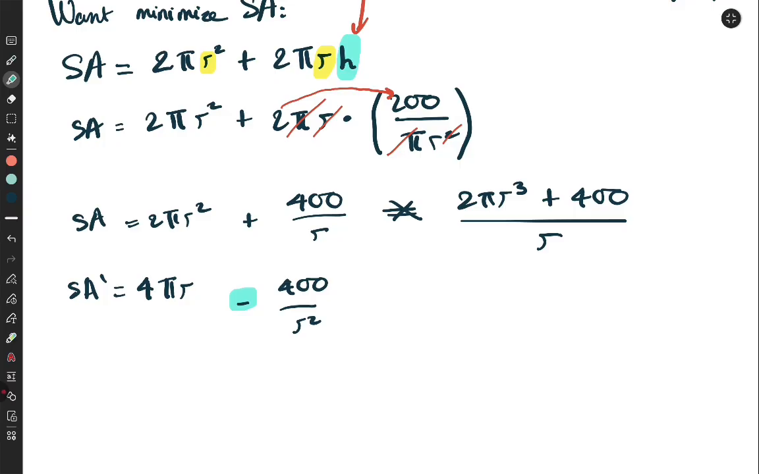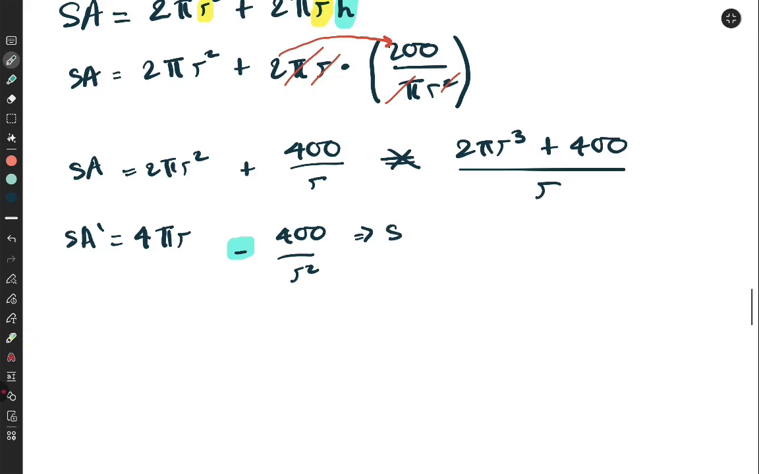Next, you set that equal to 0. Set that equal to 0 to find the critical point. I let you solve for r. Solve for r. Then you have the critical points. Solve for r. Do some algebra. So far, there's many ways to do that.